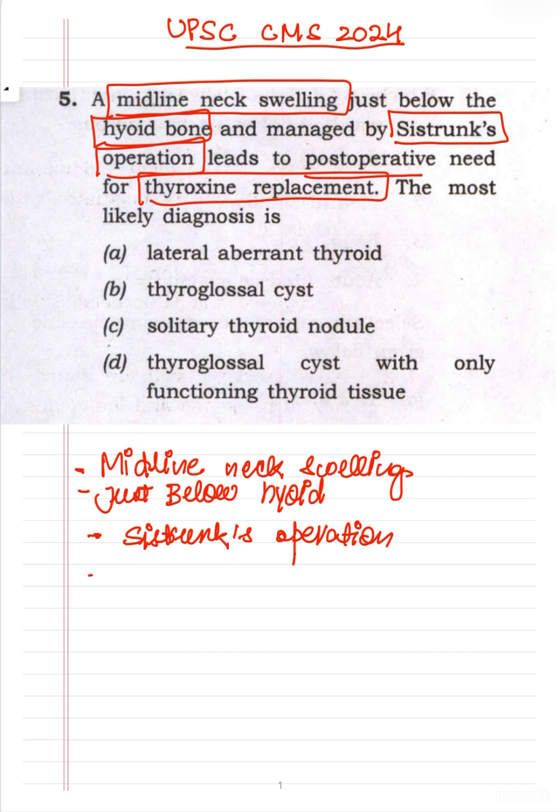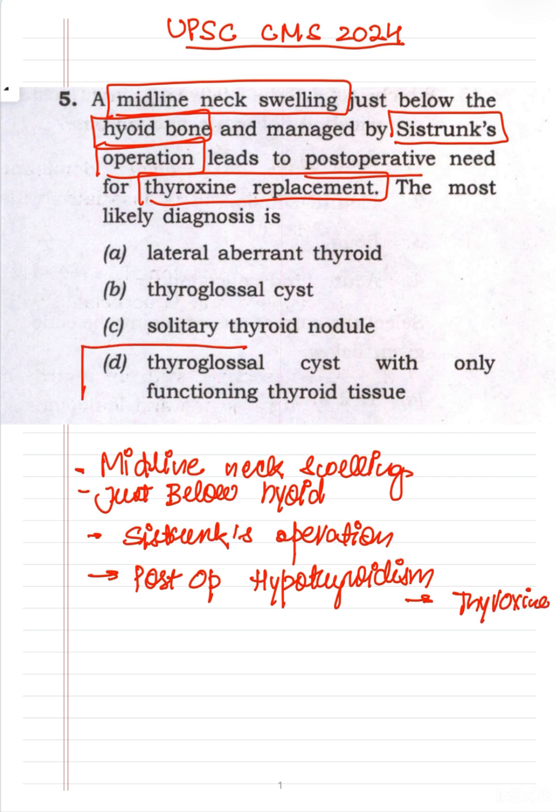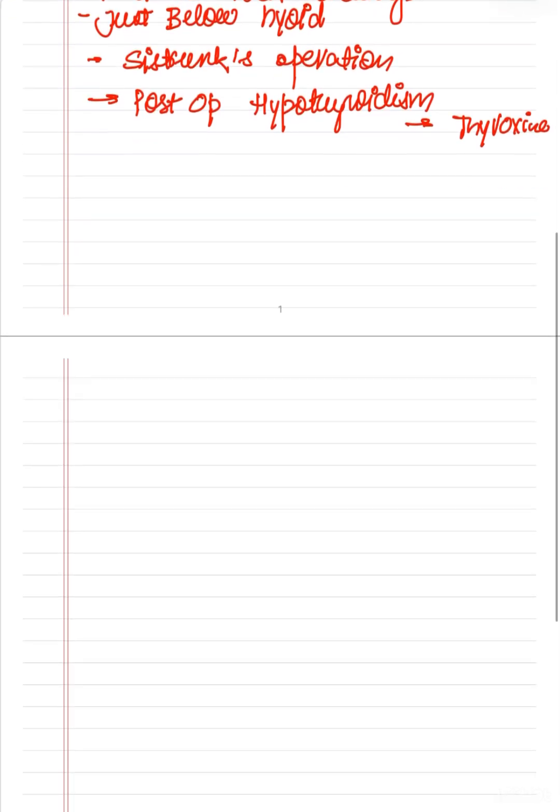and post-op hypothyroidism occurs, leading to thyroxine replacement. So the answer will be thyroglossal cyst with only functioning thyroid tissue. So we will see it one by one.